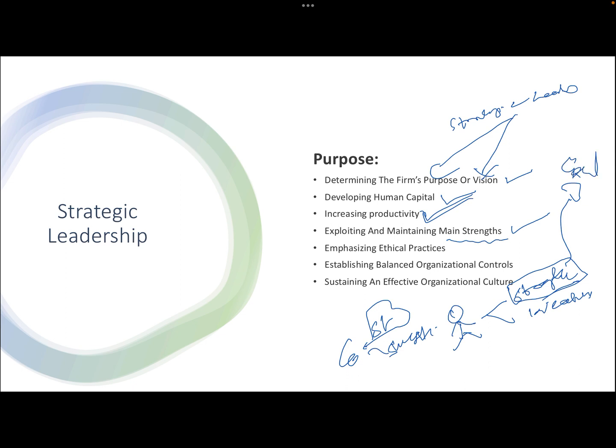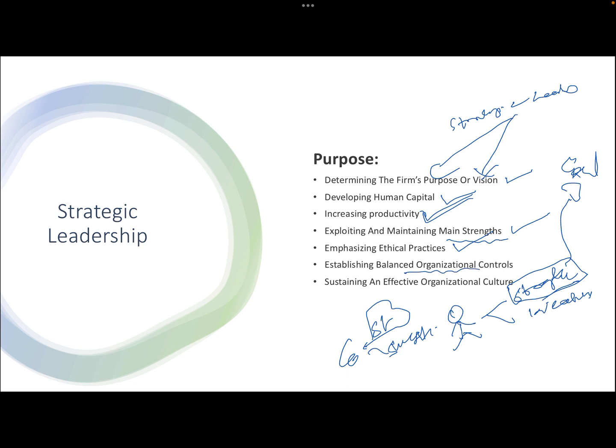Strategic leaders, another purpose is to emphasize ethical practices within an organization. So they are the ones who drive the ethical practices within the organization, like a leader and his followers, right? So ethical practices will be initiated and importance will be given by strategic leaders in an organization.